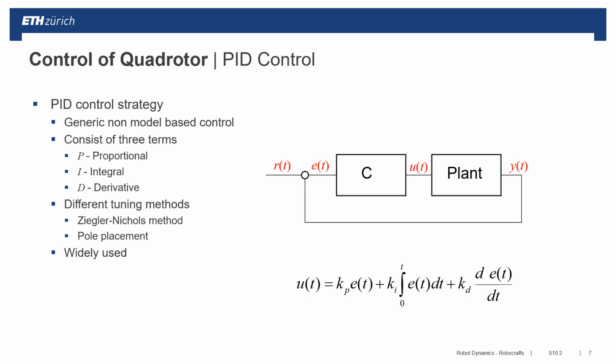The proportional term, which is actually giving a feedback proportional to the deviation from the desired angle or position. You have the integral term, which is actually integrating the deviation over time, and the derivative term, which is actually proportional to the change of speed of the deviation. We have seen in your control lectures for sure different ways to tune this, for example, Ziegler-Nichols method or pole placement. And because it's widely used, there are a lot of tools on different platforms available for this type of controller.